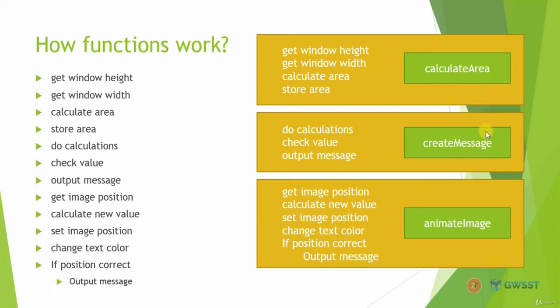The same thing we can do for create message. We can do the calculations, check the value, output the message, and store all of that inside a create message function. We can do the same thing for animate image also. We can get the image position, calculate a new value, set the image position, and do a lot more, and then store all of those actions inside an animate image function.